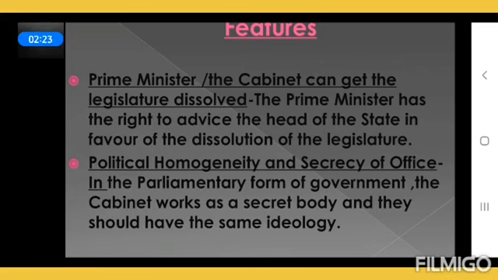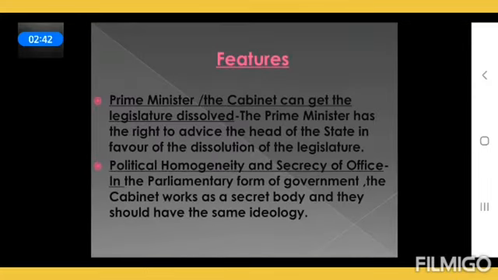So that is why the secrecy of the office has to be there. Secrecy of the office plays a very, very important role in the parliamentary form of government. So this is the last feature of the parliamentary form of government. I hope it's very, very clear. Please let me know if you have any doubts regarding any of the subtopics.